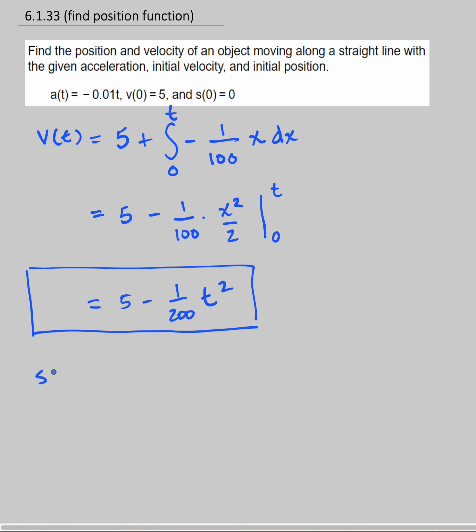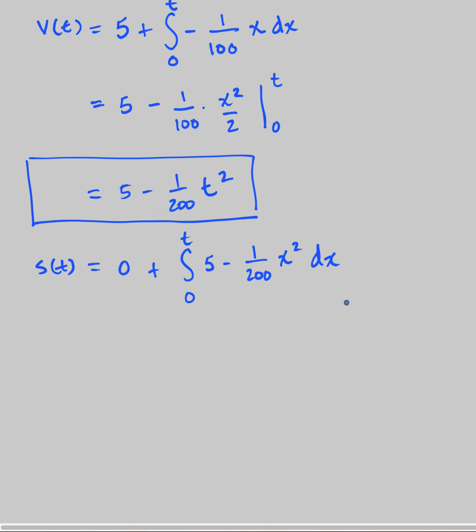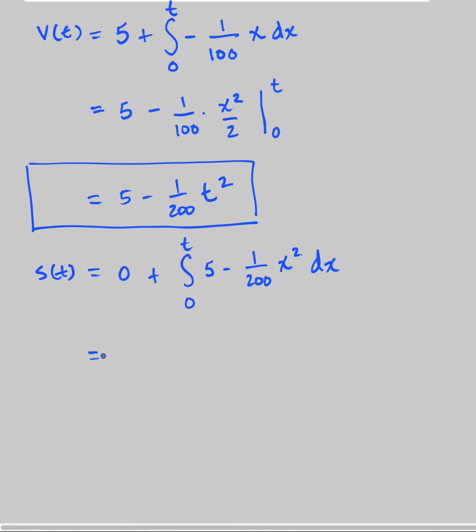To get to the position function, we will take the initial position, which is 0, and then we will add the integral of the velocity from 0 to t. And once again, we will use a dummy variable inside the integral. So I'll use x again, and that will be what we need to integrate to get to position.